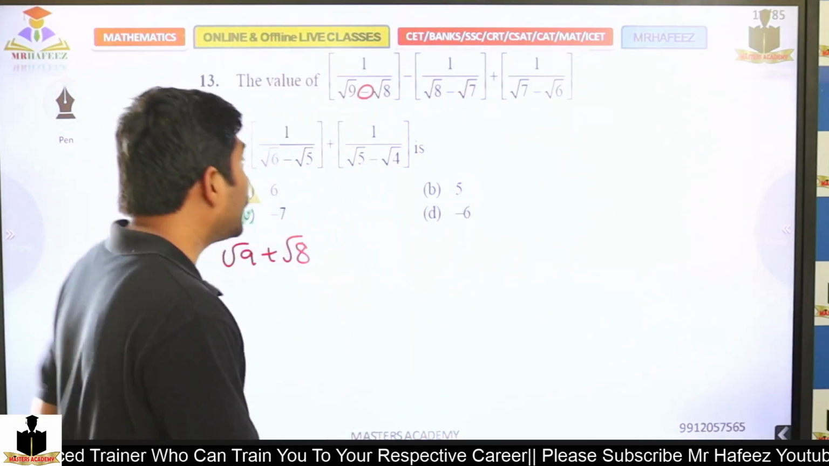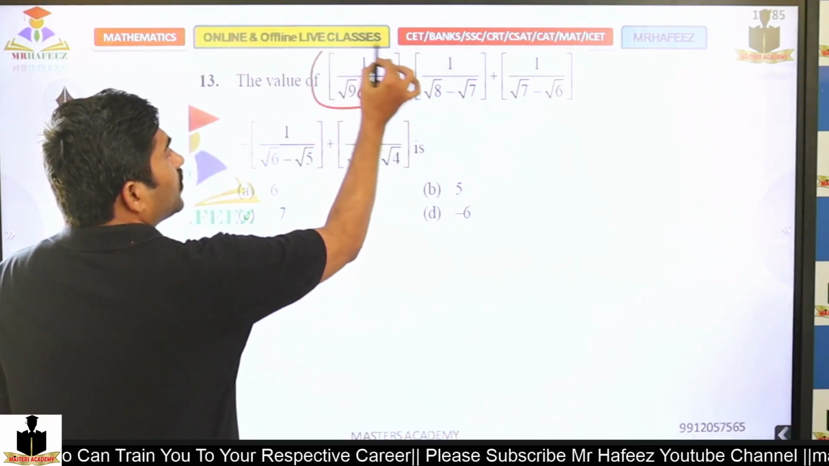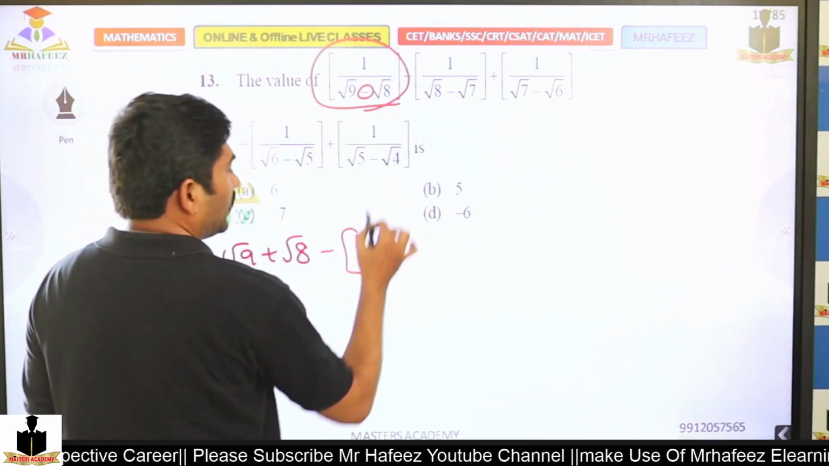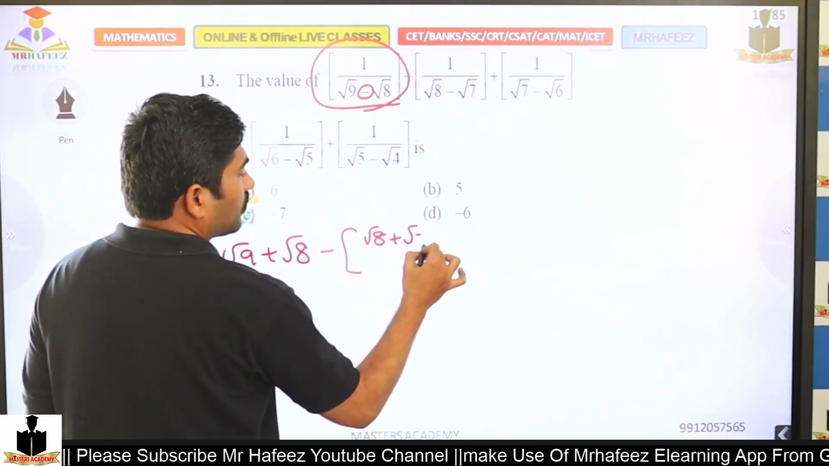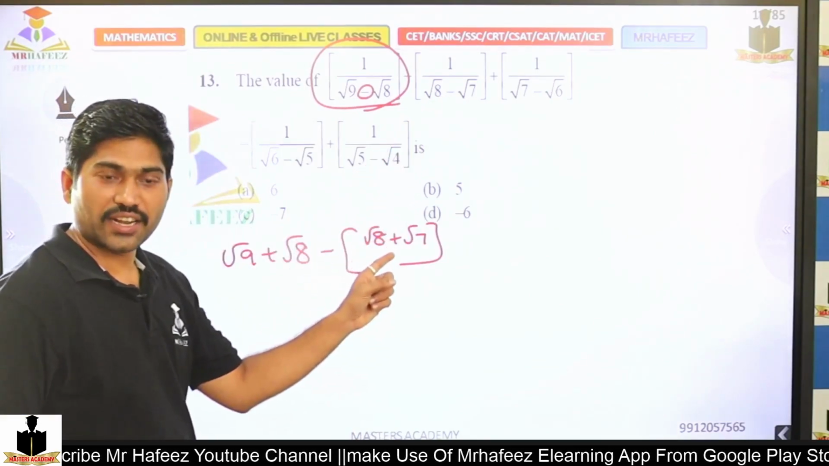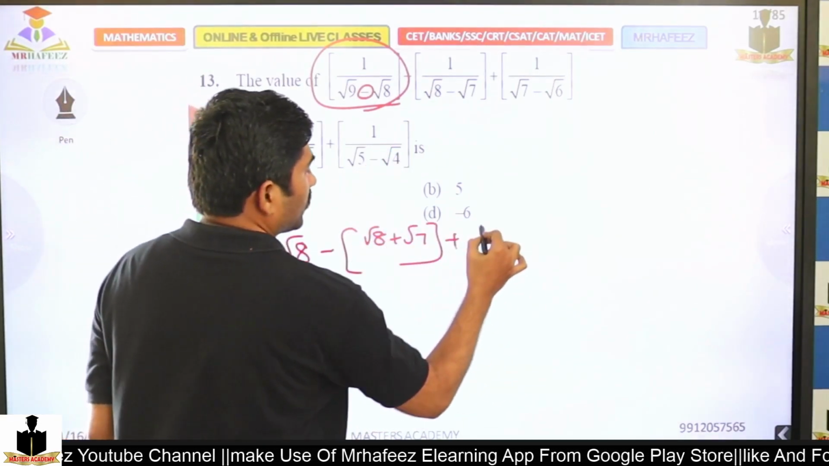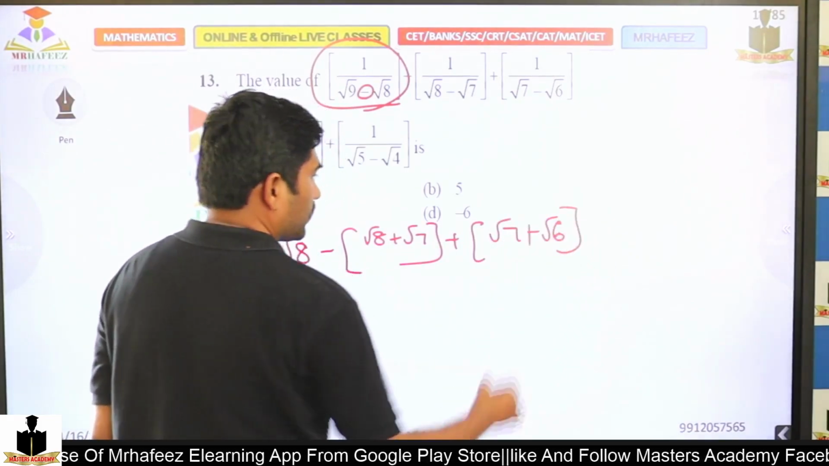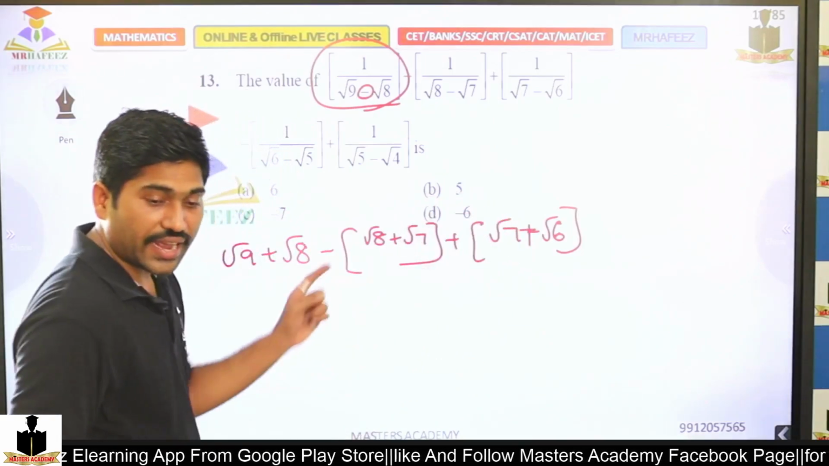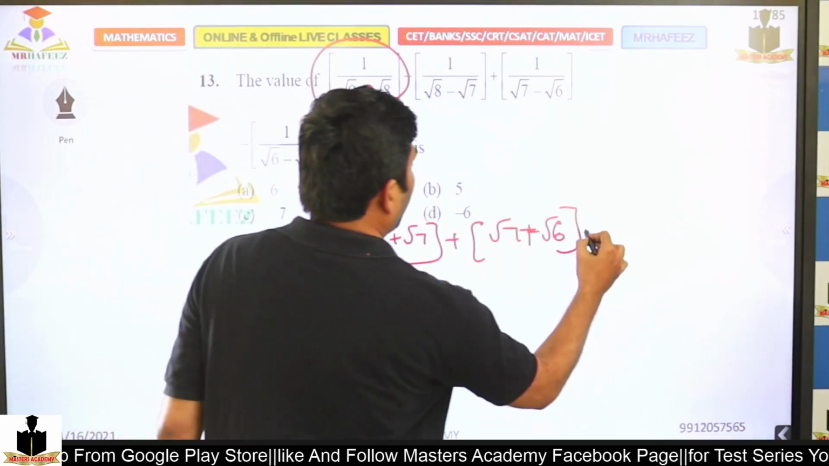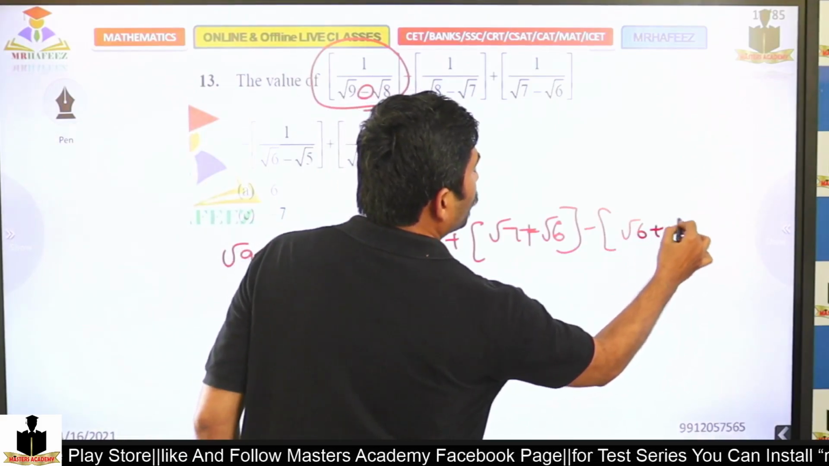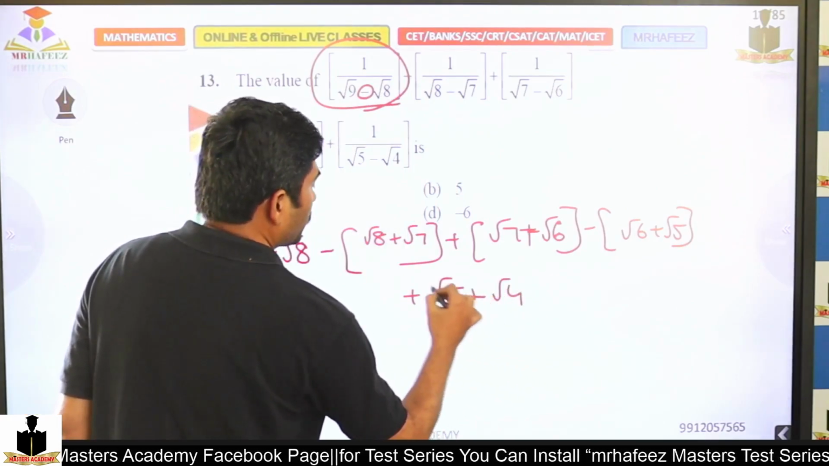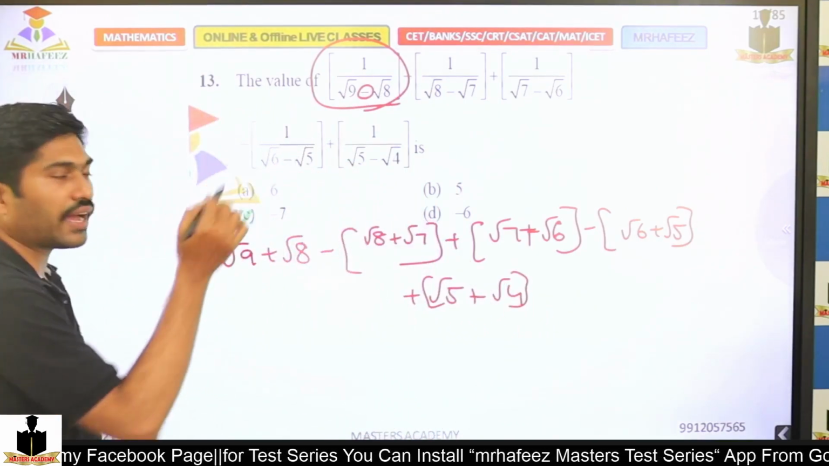Excellent, clear. Then the first term is root 9 plus root 8, minus of root 8, so root 8 plus root 7. Then the next is root 7 minus root 6, plus, because after rationalization I will get the same manner, and minus of root 6 plus root 5, plus root 5 minus root 4, plus, because there is a minus I will get plus.